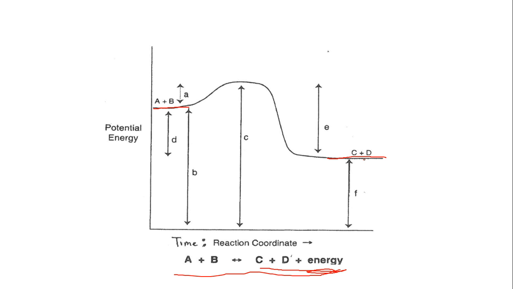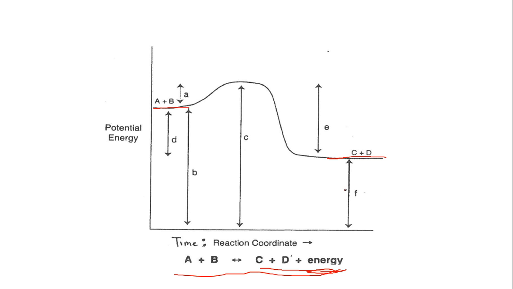What letter represents the potential energy of the reactants? So again, here's my reactants, A and B, and so the total amount of energy the reactants have would be indicated by B. So for number 2, that's B. Number 3, what letter represents the potential energy of the products? Well, again, here's the products, C and D, so the arrow labeled F would be giving us the amount of energy for the products.